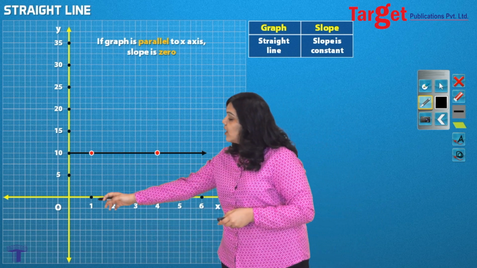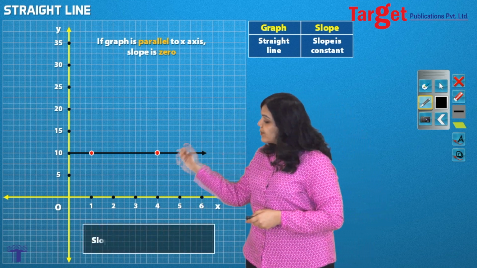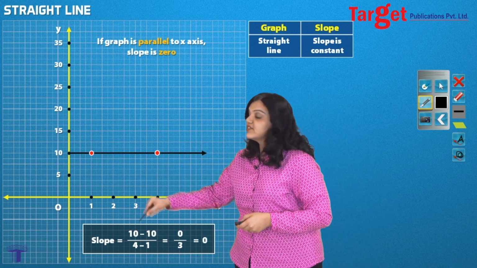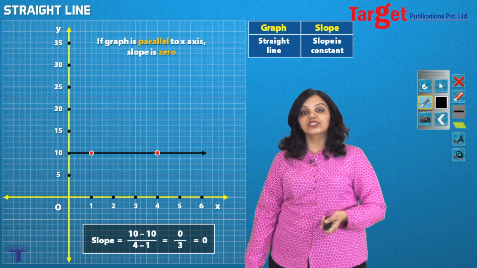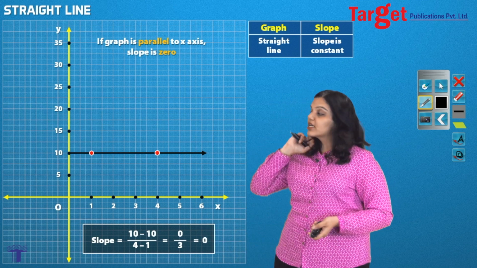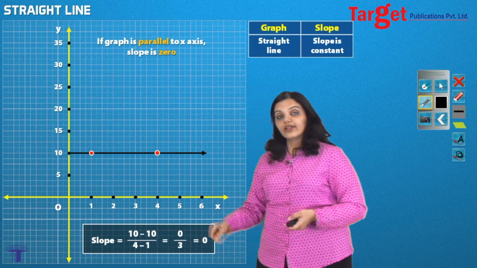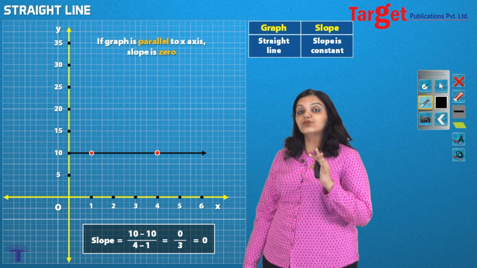As you can see here, I have 1, 10, and here I have 4, 10, and if I apply the slope formula to these 2 points, I'm going to have 10 minus 10 upon 4 minus 1, and as you can see, this comes out to be 0. It comes out to be 0 because both the points on this line have the same value for the y coordinate, and that's why the slope comes out to be 0. So therefore, this claim is proved.